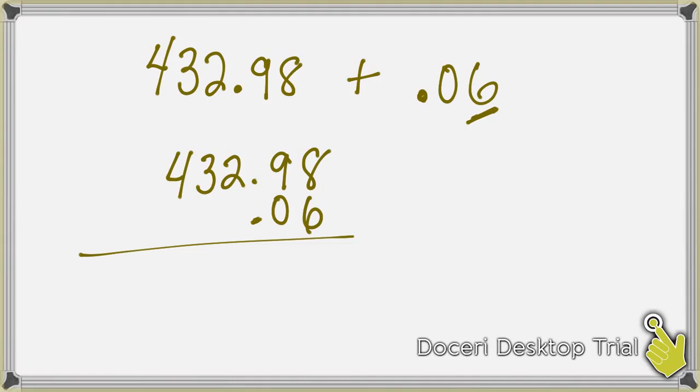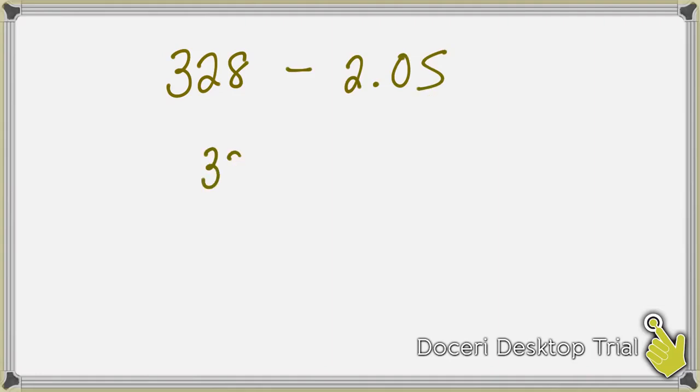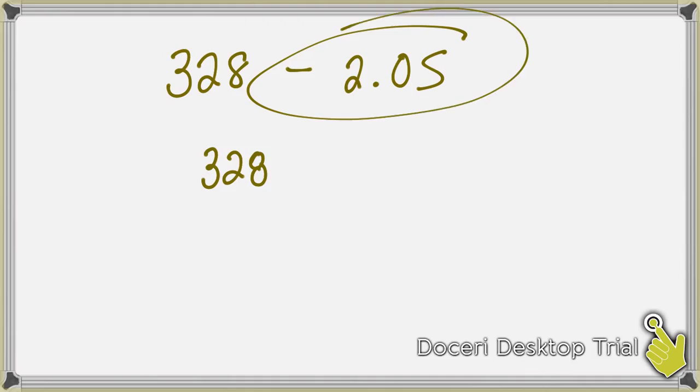All right? One more thing. If I said something like 328 minus 2.05. All right, the 328 is positive and the 2.05 is negative. So they're different signs, so I'm going to subtract them. But I'm not going to do that yet.